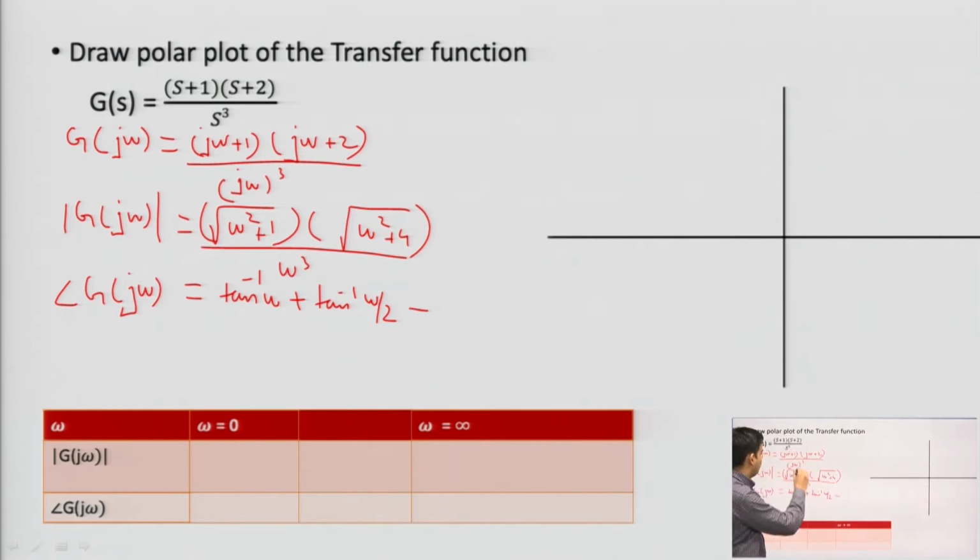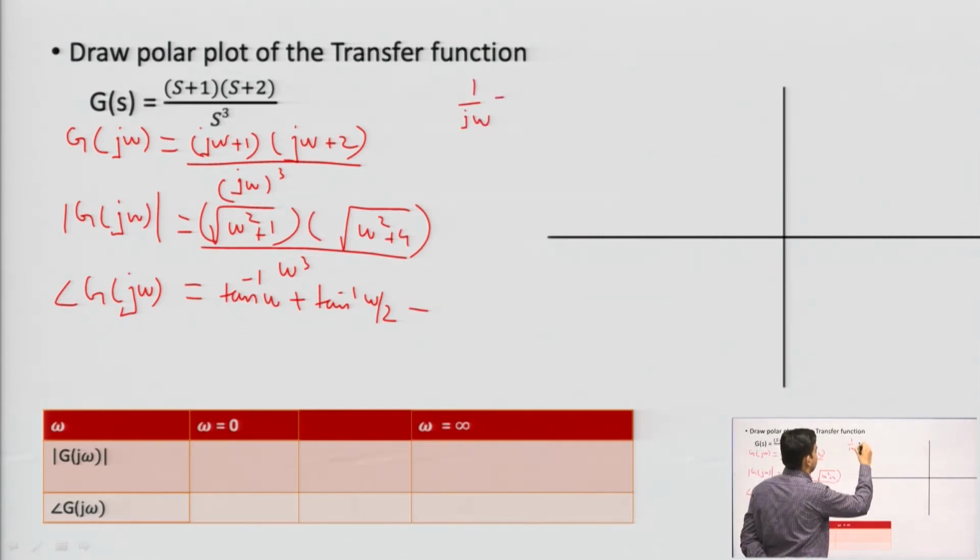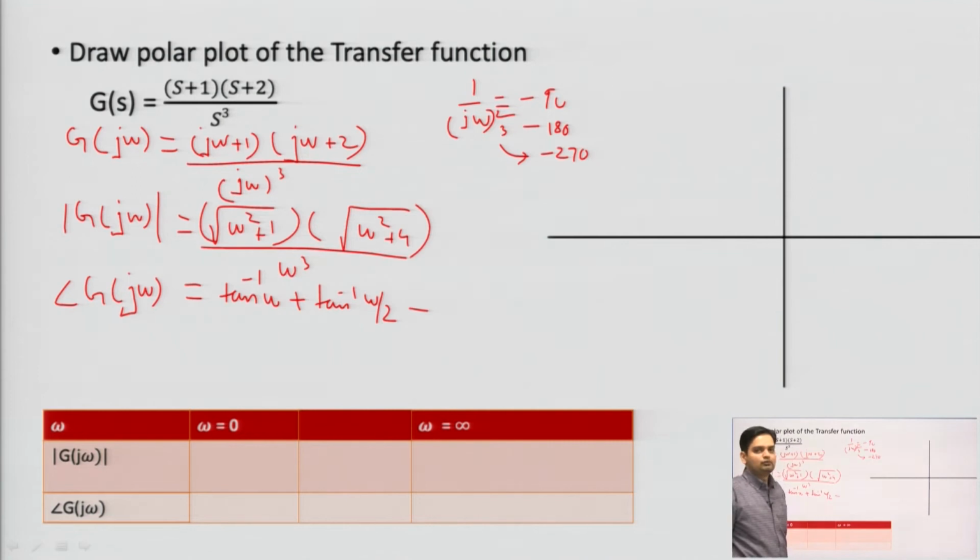So, here 3 poles are lying at the origin. A single pole contribution is minus 90, it means a single 1 by j omega will give us minus 90, double will give us minus 180, triple 1 over j omega will give us minus 270. Okay. So, directly we can use this concept and we can write here it is minus 270.